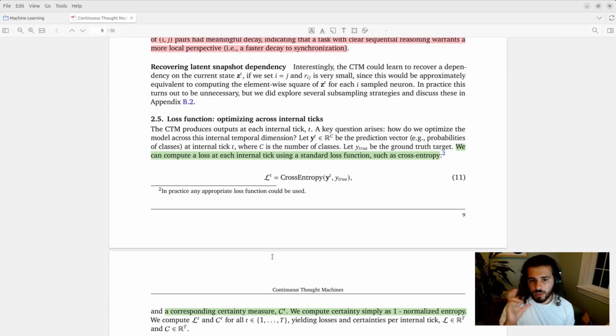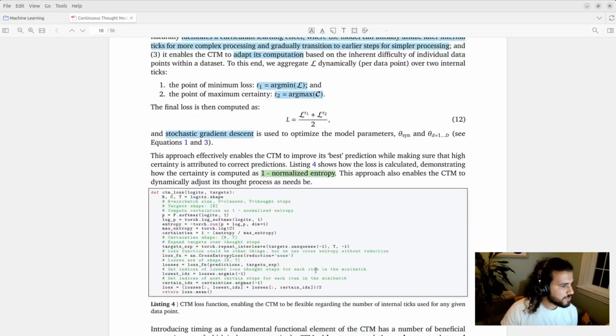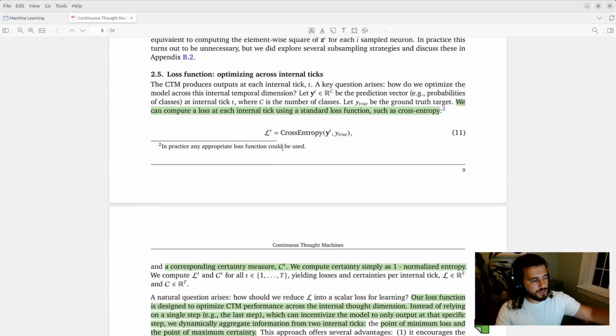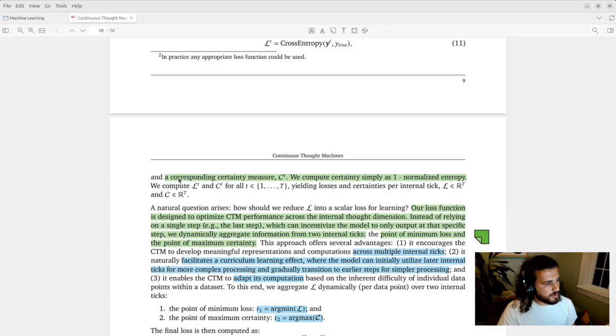And then we get into the loss, right? Which I think is pretty important. We haven't gone through the actual loss and what's happening, but let me walk you through it. Basically, at each internal tick, they use cross entropy. So you're going to have different outputs over the ticks that you have, and you have to find a solution to take them all into consideration. And here they're talking about their certainty measure that we've seen in the graph, and it's basically 1 minus normalized entropy.